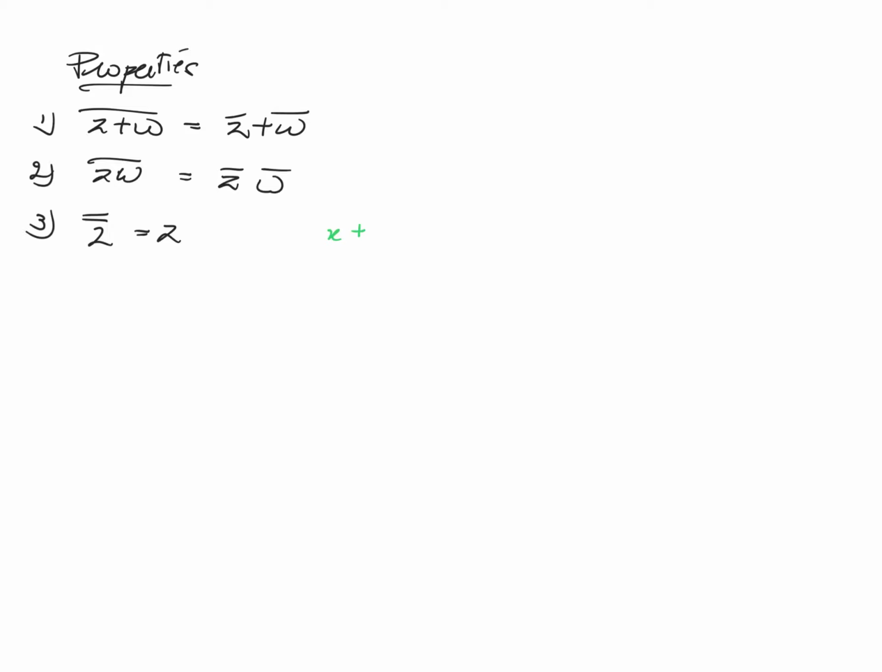So you have x plus yi. You take a double conjugate. You do the first one, so it's x minus yi. You still have one conjugate to go. Again, the imaginary part changes sign. So this is x plus yi, which is z itself.